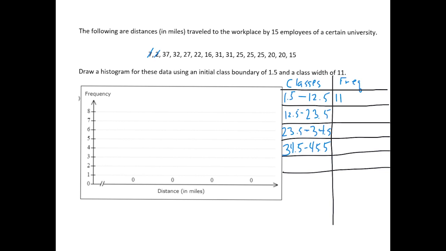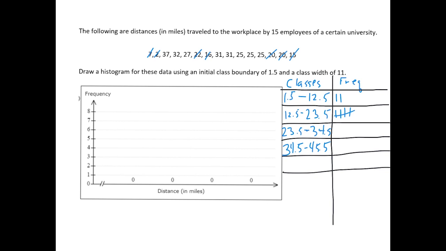Next, between 12.5 and 23.5. There's one. There's one. There's one. There's one. And there's another one. So there are 5 of them.